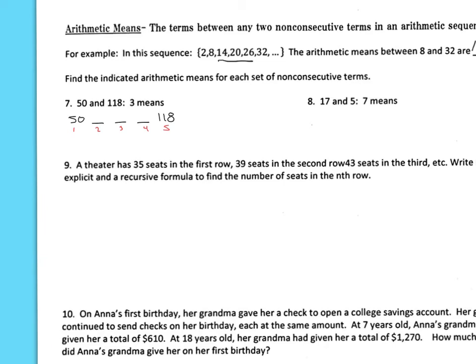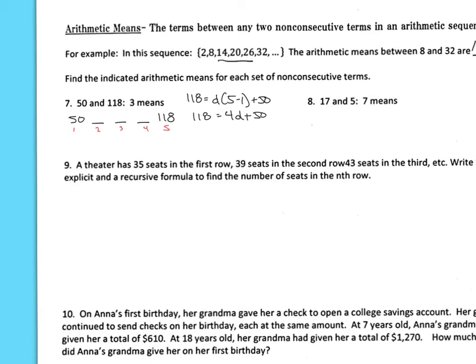So I know that 118 is my fifth term, which means I'm looking for D. N is 5, and my first term was 50. So 118 is equal to 5 minus 1 times D, which is 4D, plus 50. 5 minus 1 is 4, everyone, and I know you know that. So 4 times D is 4D plus 50. Subtract the 50, divide by 4, which is essentially what you would have done when I said subtract and divide.